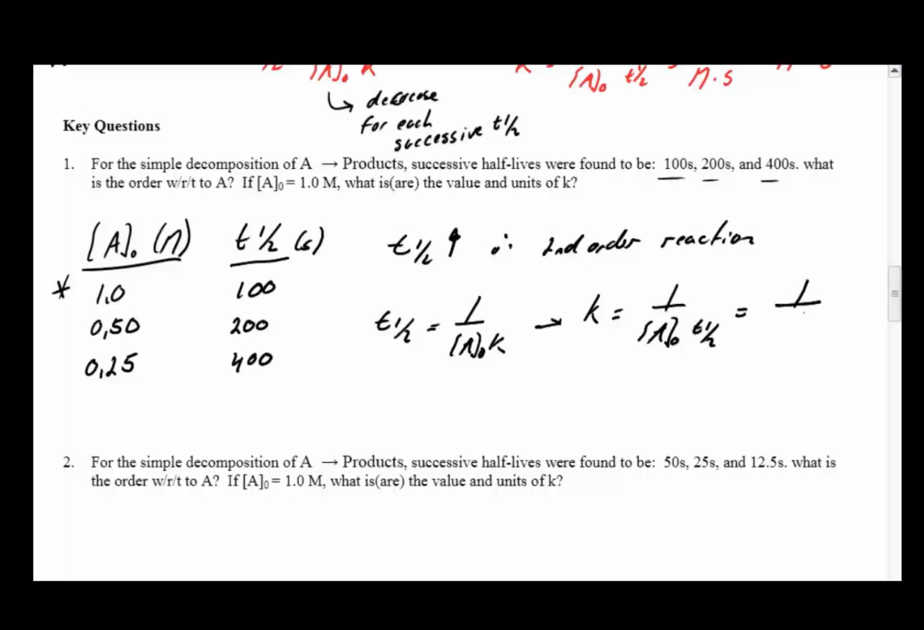So I'm going to pick the original concentration of A to do this calculation. So this will equal 1 divided by 1 molar times 100 seconds. Again, paying attention to the units. So I hope it's clear to you that the value here would be 1.0 times 10 to the negative 2. And of course, the units would be molar to the minus 1, second to the minus 1, as we would expect for a second-order reaction. So from this very simple data, we were able to determine the order and as well determine the value and units for K. Let's take a look at the key question number 2.